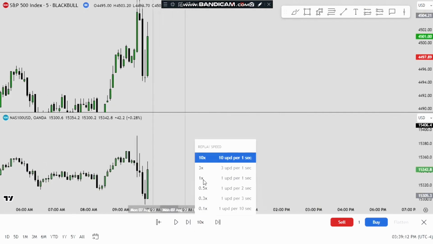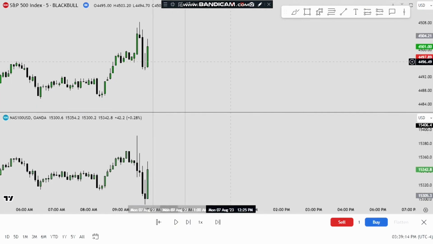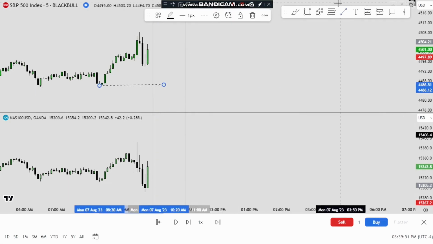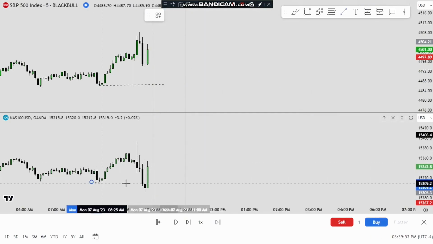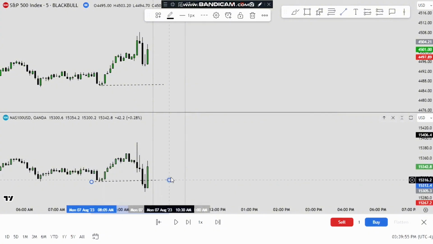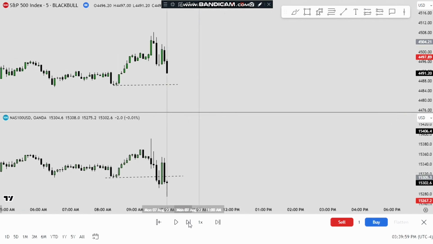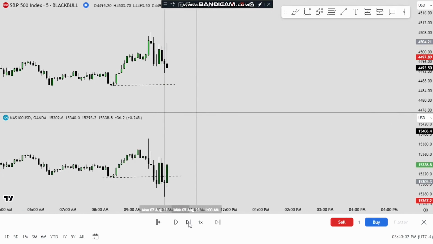Okay, so let's see what happens. You can see that this low isn't swept on the S&P, and this low is swept on the Nasdaq. Let's see what happens next. So again, this low is swept here.